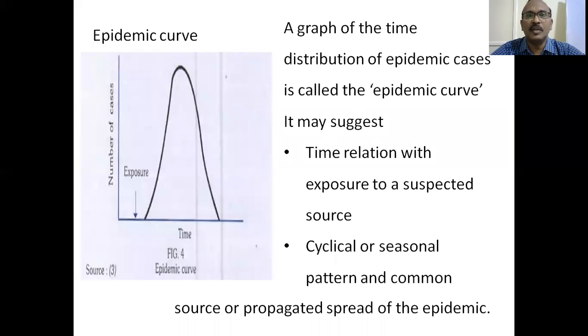Now, all we need to understand in the short-term fluctuations is what is an epidemic curve. So an epidemic curve is nothing but the graph of the time distribution of epidemic cases. If you look at this epidemic curve, we find on the x-axis the time, and on the y-axis the number of cases. And there is exposure which results in a case after a period of time. So the number of cases increases with the passage of time, and then decreases with the passage of time.